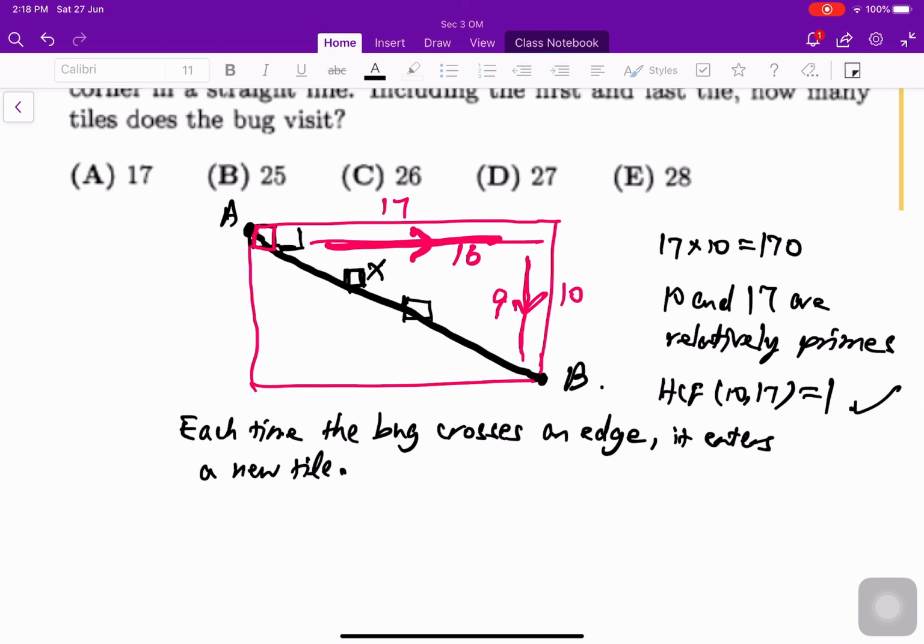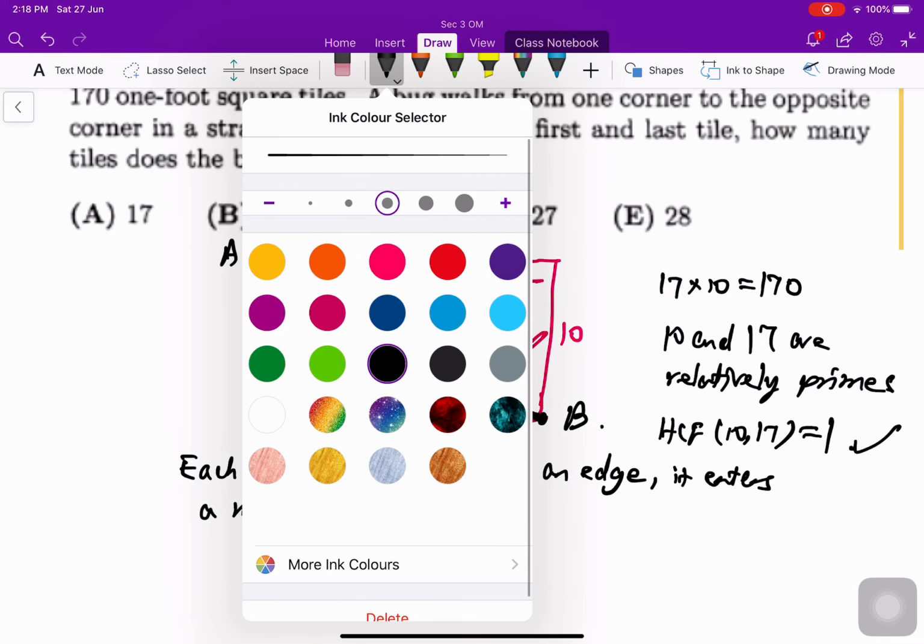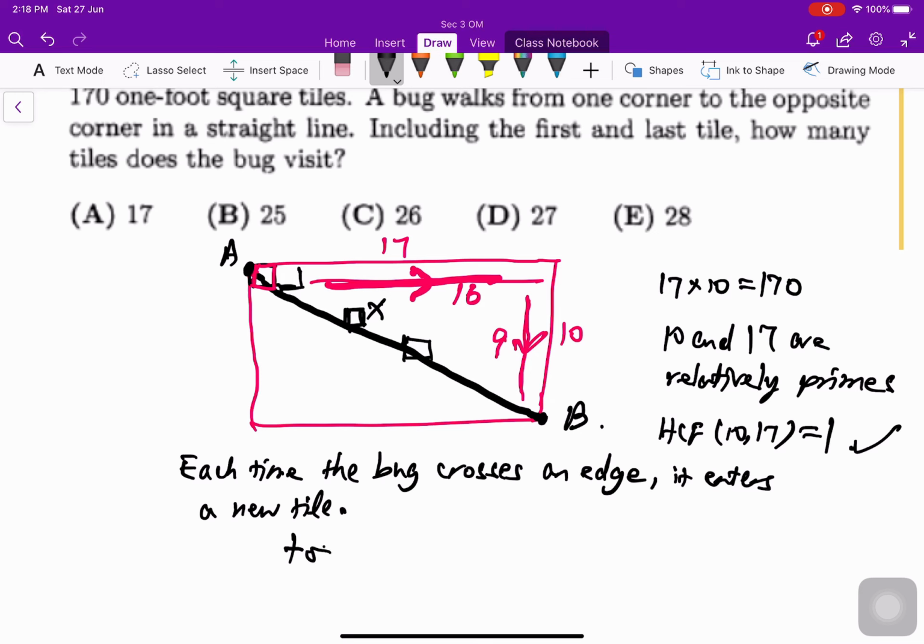Therefore, in this case, what does it mean? That means the total number of tiles that he crosses is 1 plus 16 plus 9. 1 is where he started, right? Then plus 16 plus 9. Therefore, in total, that will be 26 tiles. Right? Therefore, the bug must cross 26 tiles in total. Yeah. Okay, with that, I'll stop here.